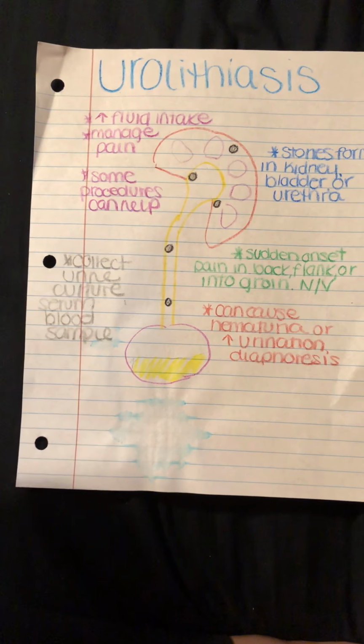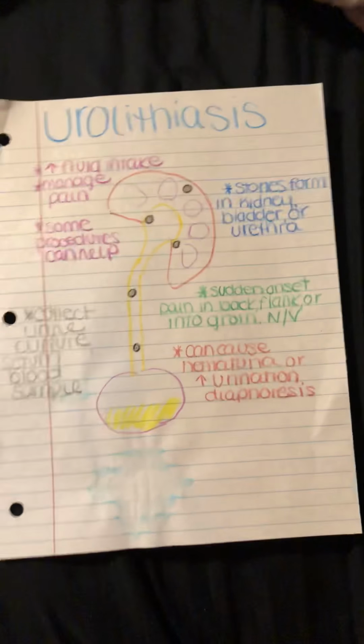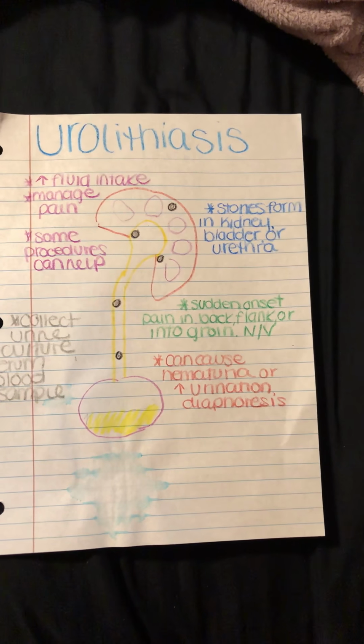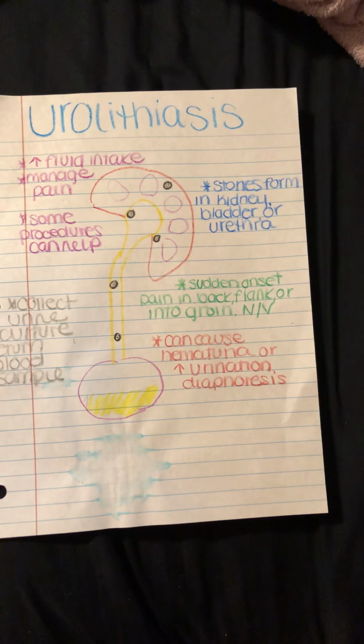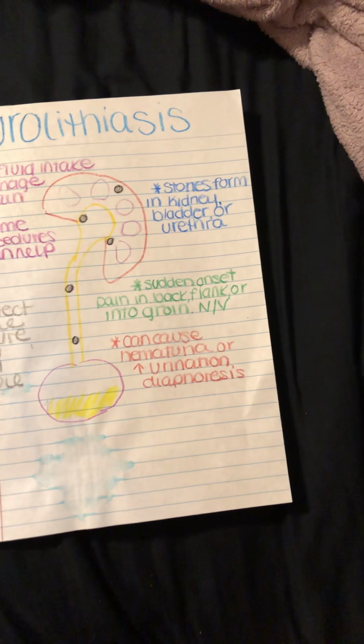We then have cystine stones. They're the ones that tend to be hereditary. Again, on your assessment, you're going to want to make sure you're asking about family history of stones. But what's happening is your kidneys are putting out too much cystine, which is an amino acid.